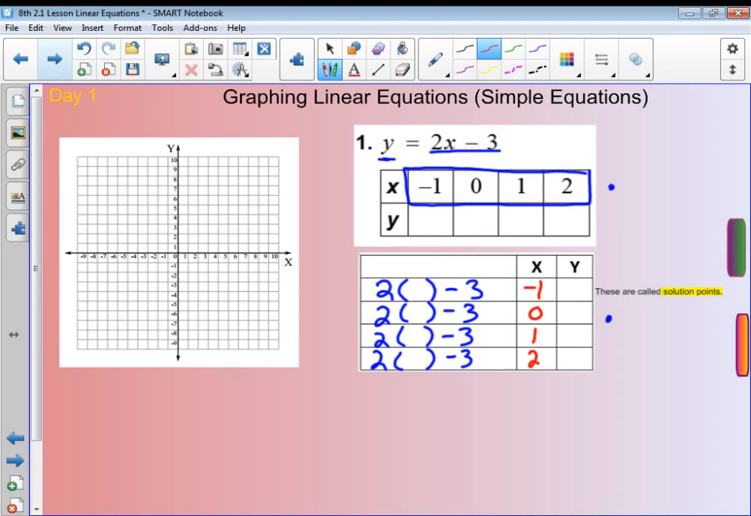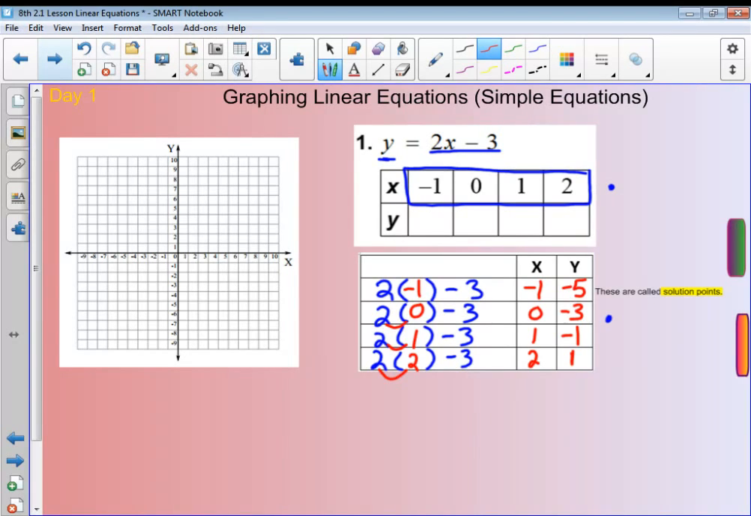So y equals 2 times negative 1, which is negative 2, minus 3, which gives me negative 5. Okay, so for my next one, I'm going to substitute in a 0. 2 times 0 is 0, minus 3 is a negative 3. My next one, I'll substitute in a 1. 2 times 1 is 2, minus 3 gives me negative 1. And then my last one is a 2 for x. 2 times 2 is 4, minus 3 gives me 1.